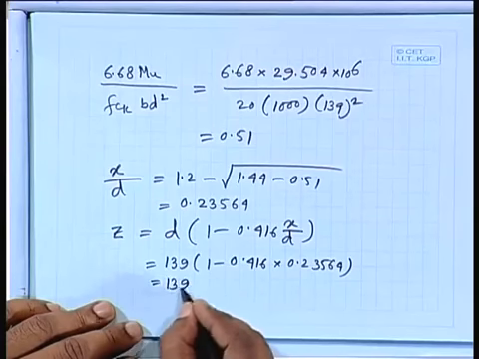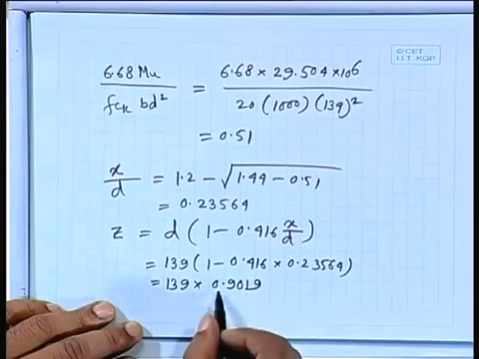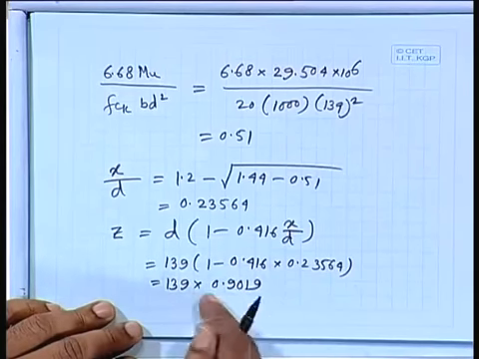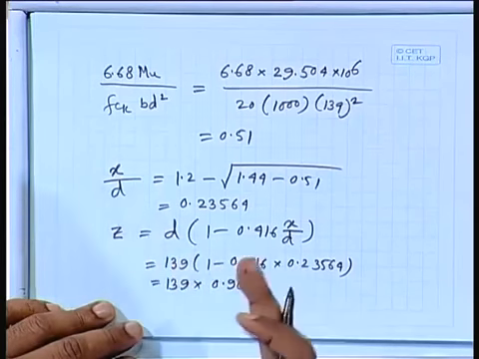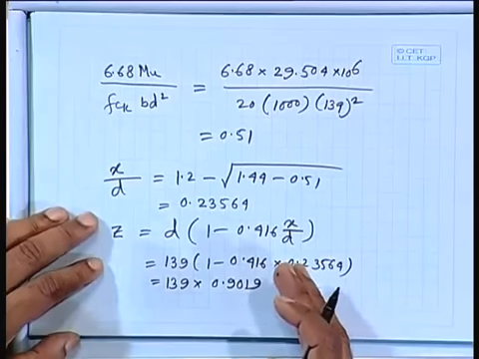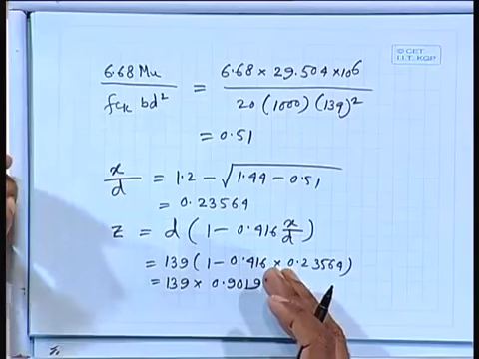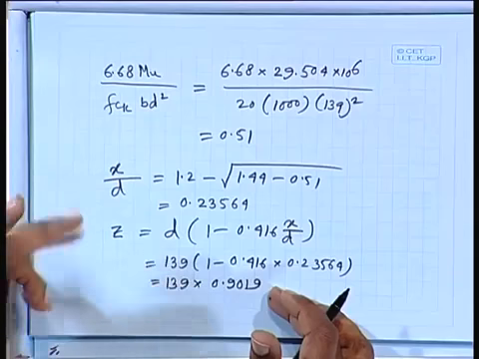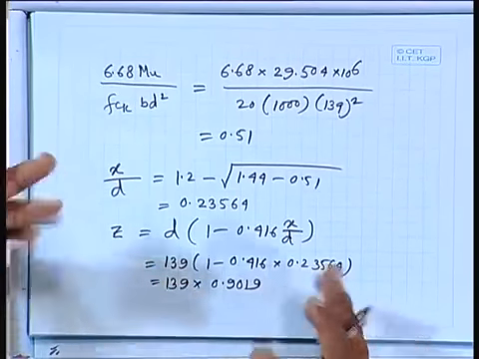equals 139 times 0.9019. Please note that 0.9019. That means generally it comes as 0.85 D to 0.95 D. Sometimes if we do not know that, say we would like to calculate the area of steel, from our experience we can take z, the lever arm, as say 85% of the effective depth or 95% of it. That means that is the range.